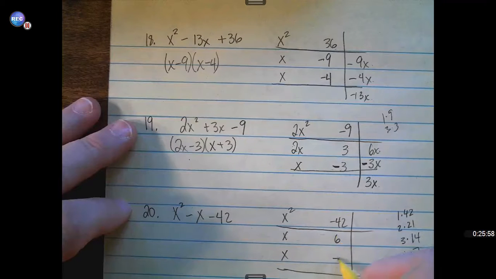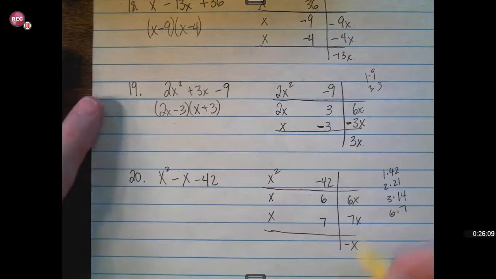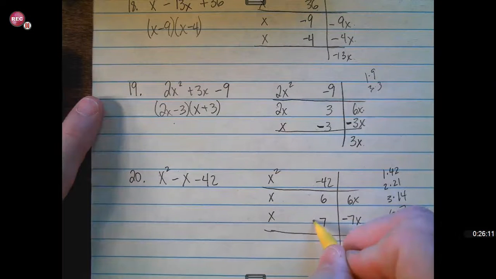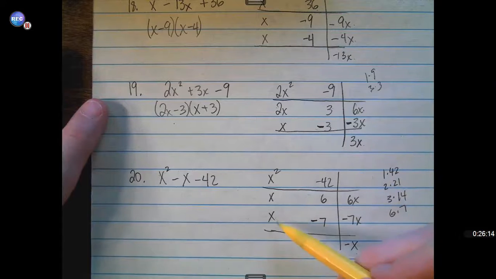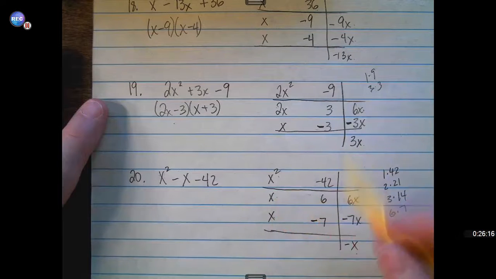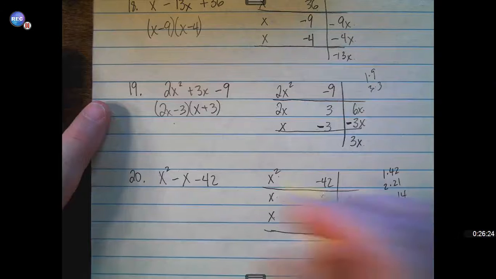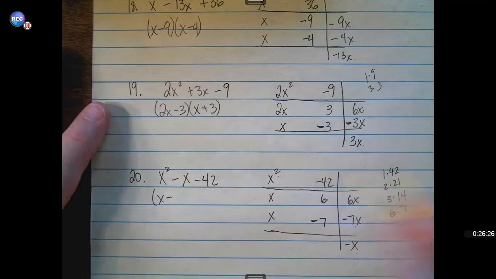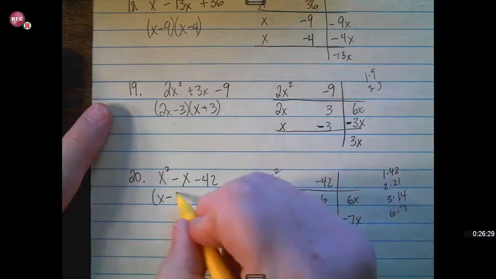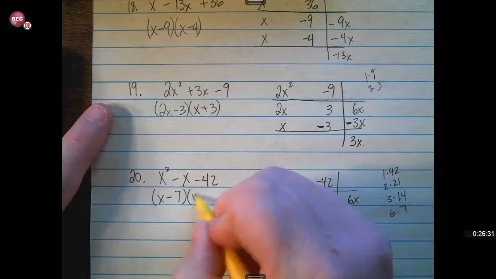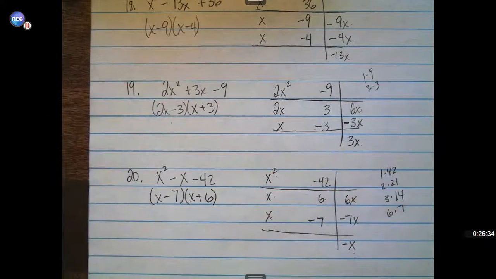So we put a 6, 7, 6x, 7x. I want this to be negative 1. So I need the 7 to be negative, which means this is negative. We check it. x times x is x squared. Negative 7 times 6 is negative 42. And 6x plus negative 7x is minus x. So this is x minus 7 times the quantity x plus 6. We are done.